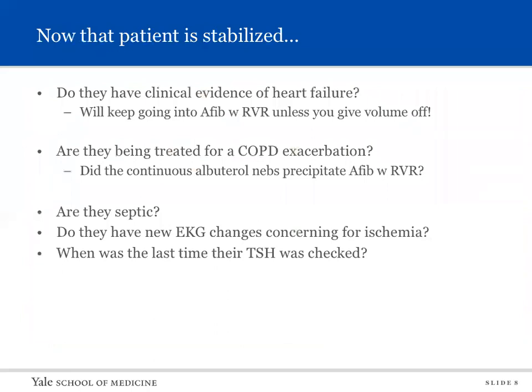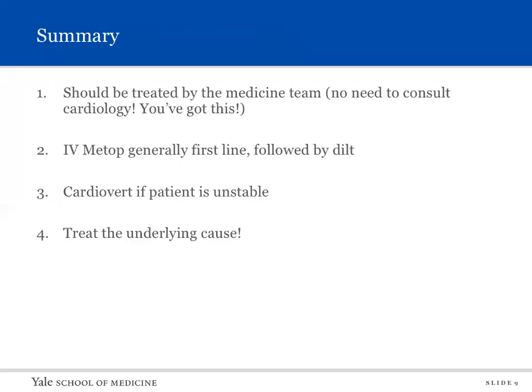So now that you've stabilized the patient, you just want to make sure you cross all your T's and dot all the I's, and reassess them. Do they have any clinical evidence of heart failure? Because if they do, they're just going to keep going into AFib with RVR unless you get the volume off. Other things that have come up sometimes: are they being treated for a COPD exacerbation? Did the continuous nebs you put them on precipitate this? Are they septic? Did they have any new EKG changes concerning for ischemia? When was the last time you checked their TSH? About 5% of patients that go into AFib with RVR will have that from a thyroid issue.